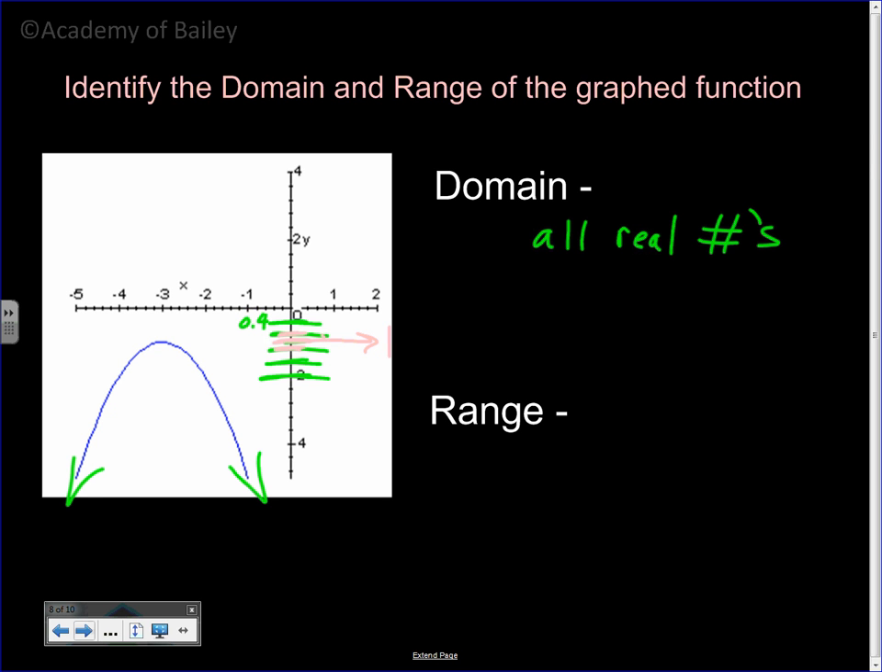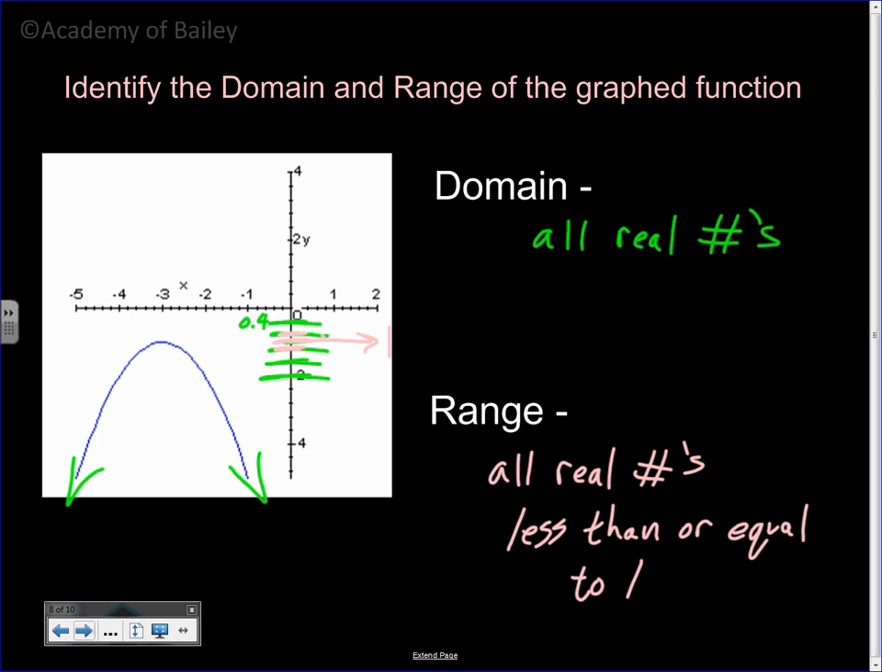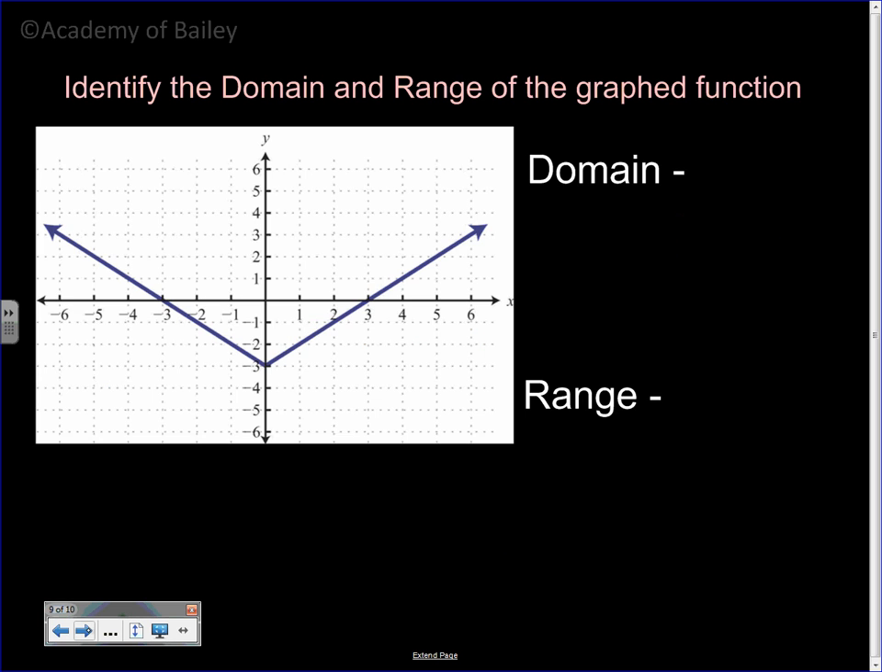The smallest value, we know it keeps pointing down. It keeps going down towards negative infinity. So the range is going to be all real numbers at most 1, or all real numbers less than or equal to 1. That would be the range. And this last one, go ahead and pause the video here, hit play when you're finished, and identify the domain and range.